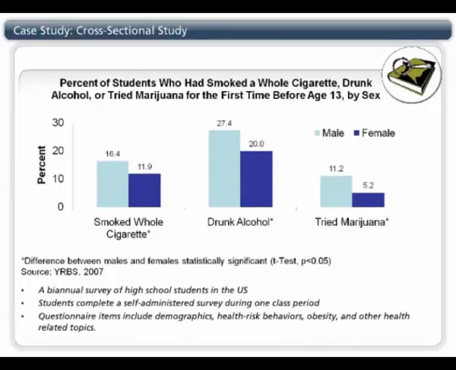Here is an interpretation of the prevalence of having tried marijuana. In 2007, 11.2% of male students and 5.2% of female students had tried marijuana for the first time before age 13 years.